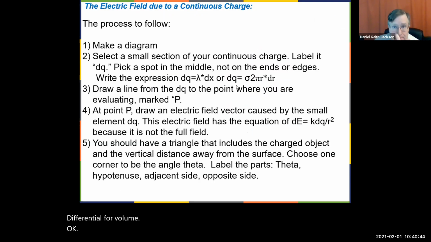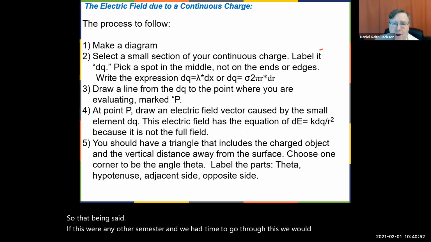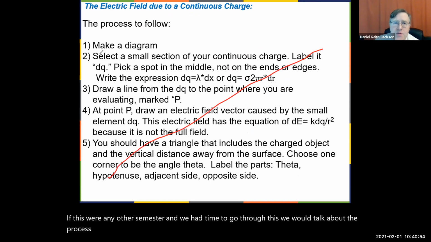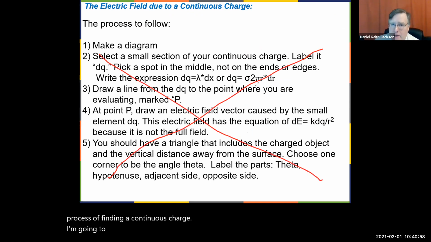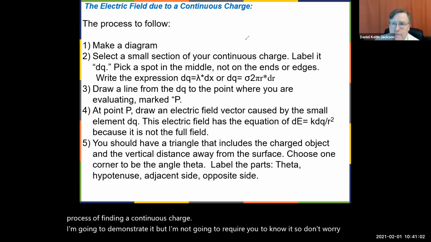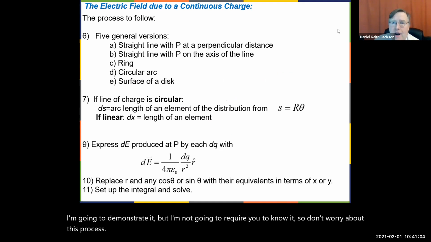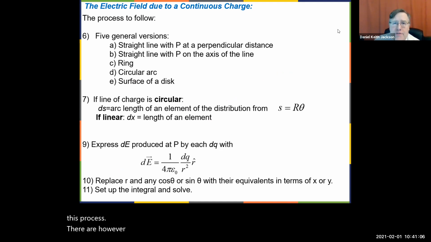So that being said, if this were any other semester and we had time to go through this, we would talk about the process of finding a continuous charge. I'm going to demonstrate it, but I'm not going to require you to know it. So don't worry about this process. There are, however, a couple of versions of it that we're going to want you to know.